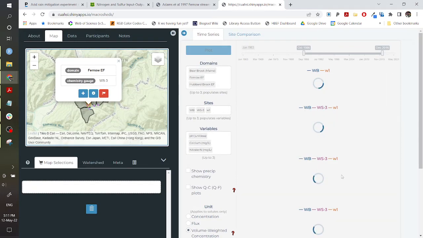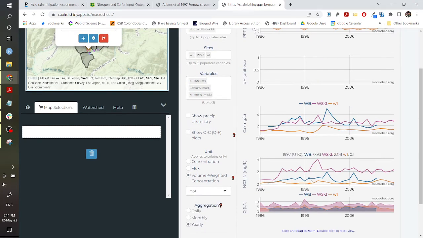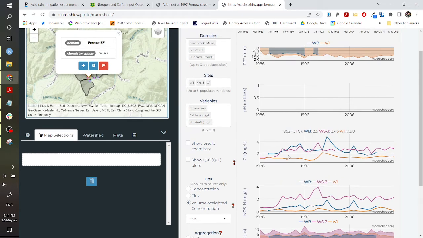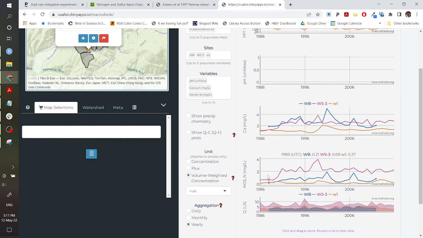And if we look at volume-weighted concentration, which gives you a better comparison among sites, you see that of all the sites, it seems that both the site at Furneaux, watershed 3, and West Branch at Bear Brook had a similar amount of calcium in concentrations in the stream, whereas in nitrate you could see that Furneaux had significantly more nitrate export than Bear Brook did, where Hubbard Brook is the least of these throughout the whole process.